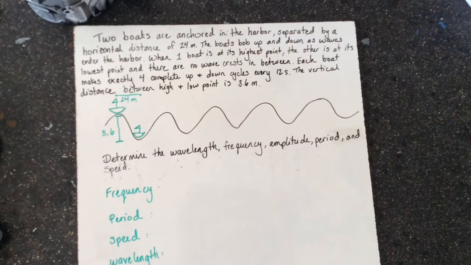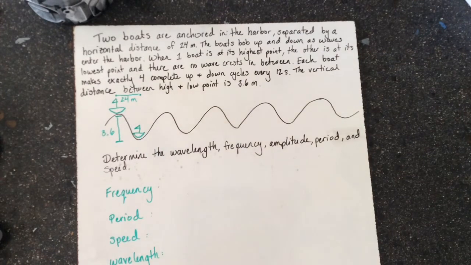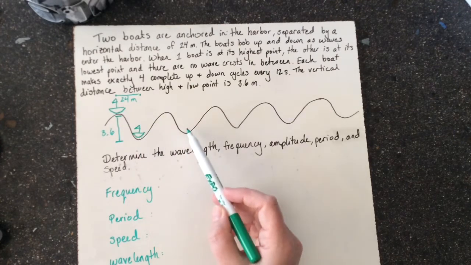And it says the boats bob up and down as waves enter the harbor. When one boat is at its highest point, the other is at its lowest point. So that's why I drew one boat at the top of a wave and the other one at the bottom of the wave. And there are no wave crests in between. So that's why it's one here and here, not one there and over here, or something like that.